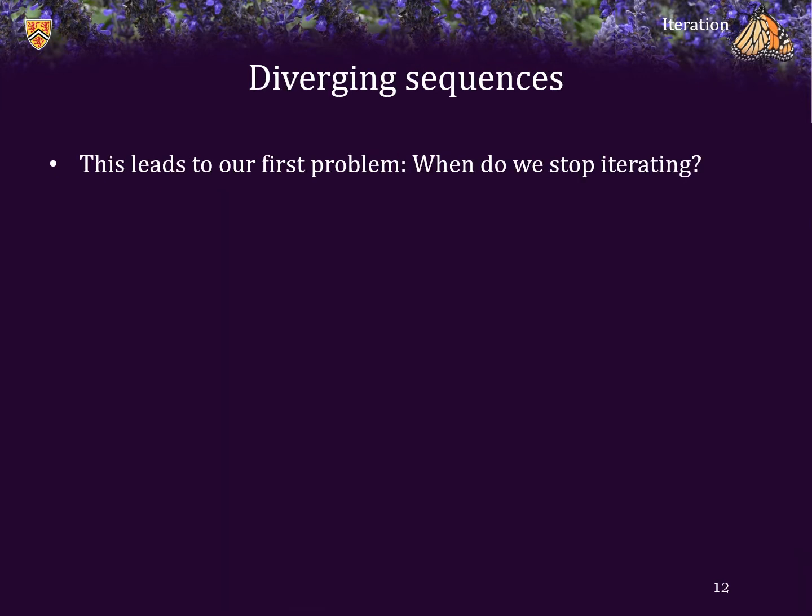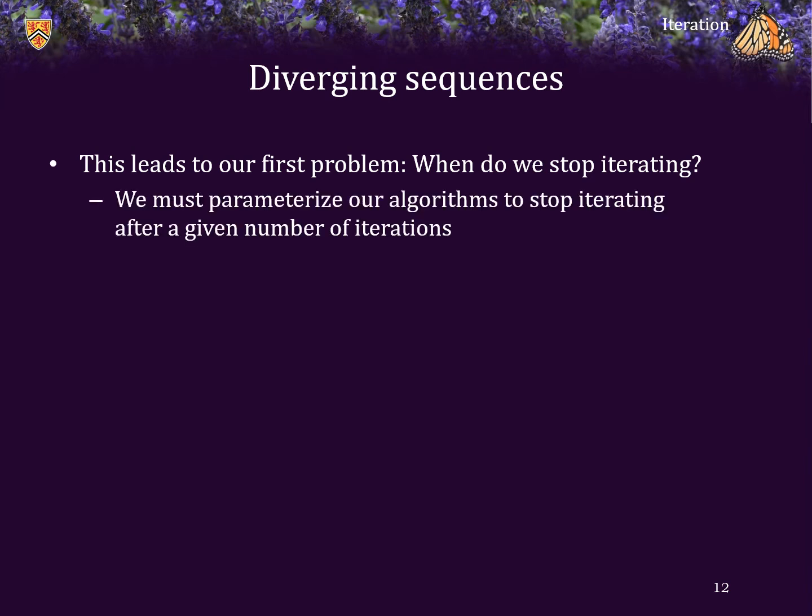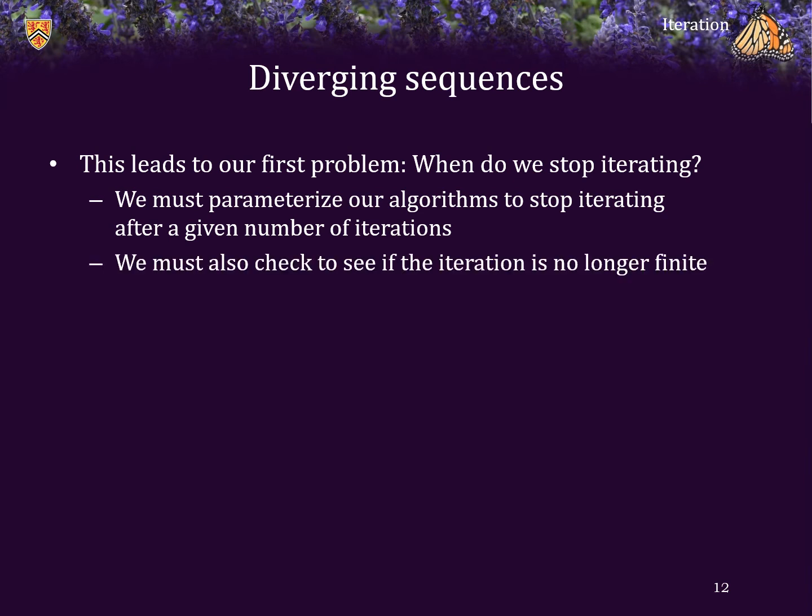This leads to our first problem that we must deal with. When do we stop iterating? Well, we're going to have to parameterize our algorithm to stop iterating after a fixed number of iterations. We must also check to see if the current iteration is no longer finite. After all, it may be diverging to infinity very quickly.